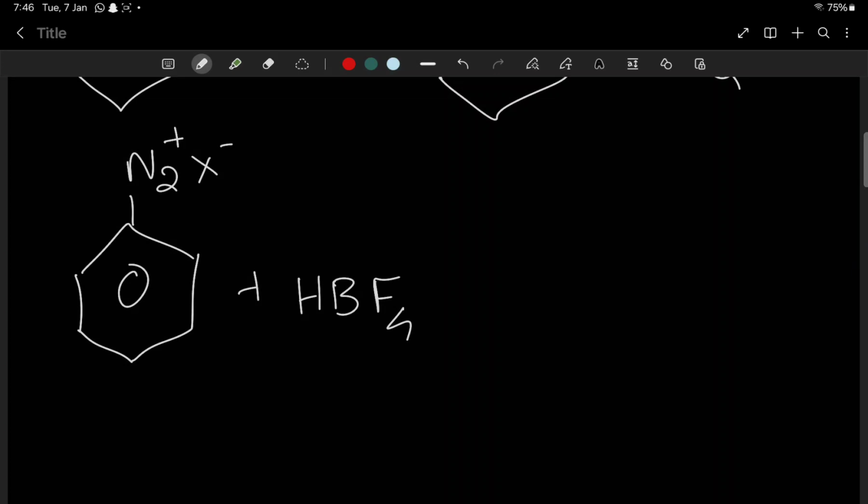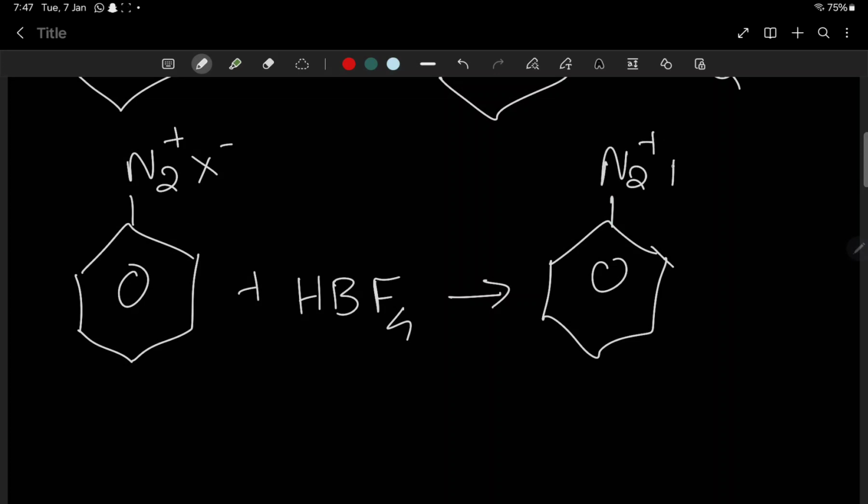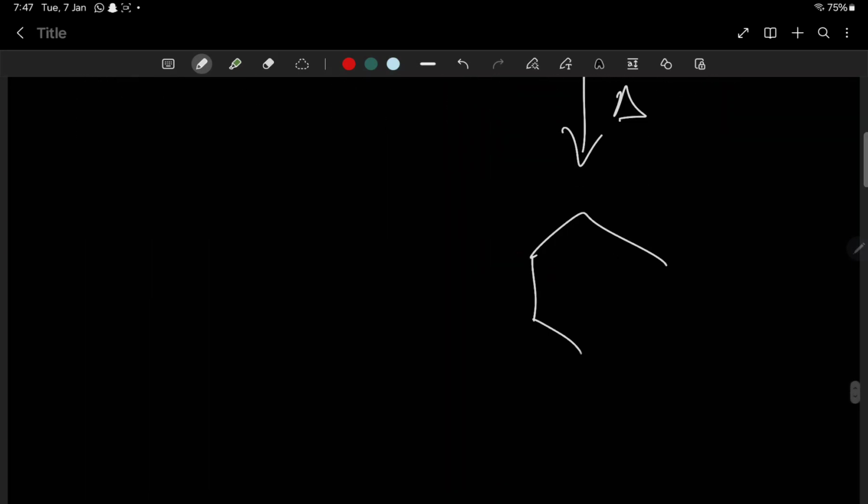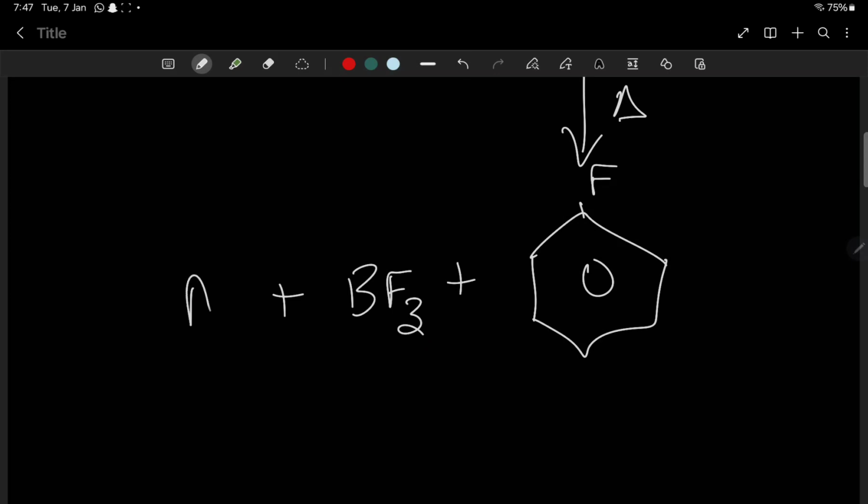Yes, to add fluorine, we will take HBF4. This is there in the amines chapter. It's not given here, but it's there in the amines chapter. We first get BF4 minus. Now if we heat it, we get fluorobenzene plus BF3 plus N2. This is the formation of fluorobenzene.